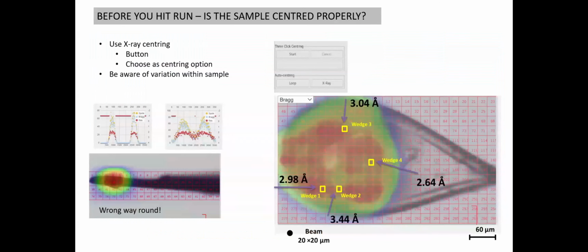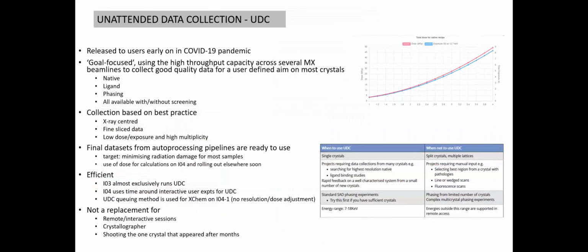Also, before you hit run, really check that your sample is centered properly. I often see that things are not really quite right. So use the X-ray centering button or choose the X-ray centering options in the GUI, and also be aware of sample variation. As in this example, there's a difference in resolution of almost an angstrom, depending on where you shoot.